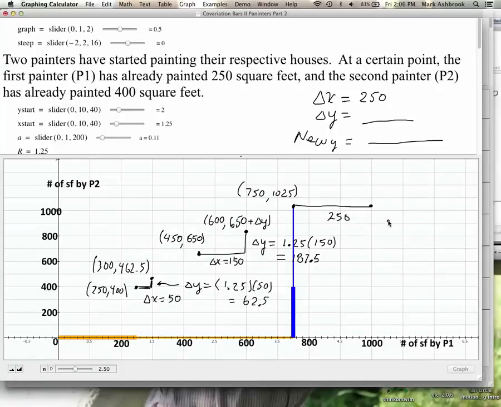Okay. Want to do it? Okay. Let's listen. Here we go. So, delta y will be 1.25 times 250, which is 312.5. You agree with that, everybody? Okay, they like it? Add that to the original y, which was what? 1025. New y equals the old y plus the change in y. New y equals common sense. What do you get? All right, it's 1,337.5.